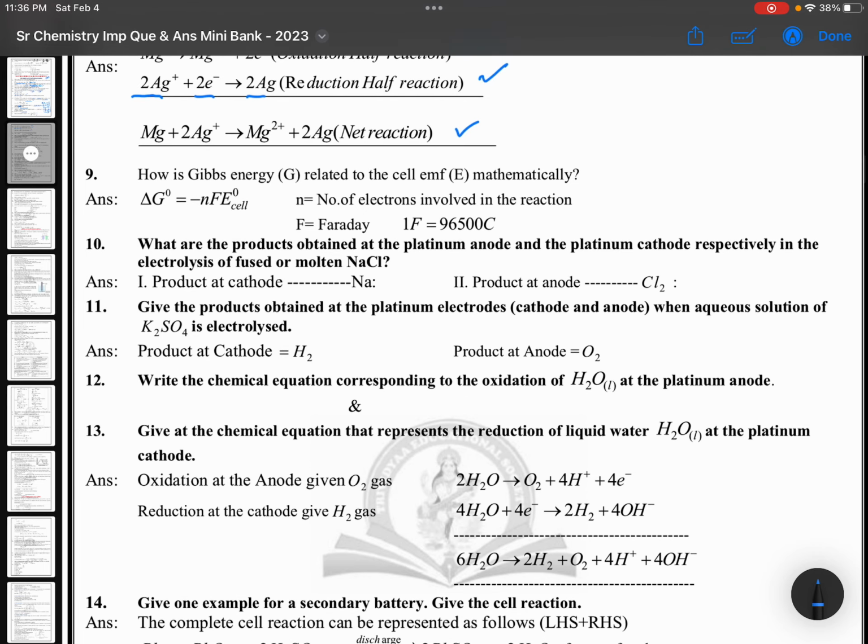How is Gibbs energy related to the cell EMF? Mathematically, delta G naught is equal to minus nF E naught cell. Very, very, very important relation. Delta G naught is the Gibbs energy change, n is the number of electrons involved in the reaction, F is Faraday, 96,500, and E naught cell is the standard cell potential.